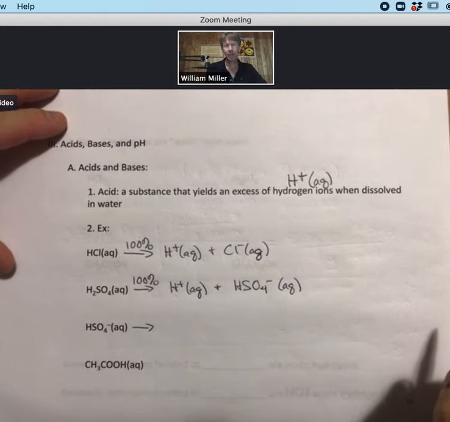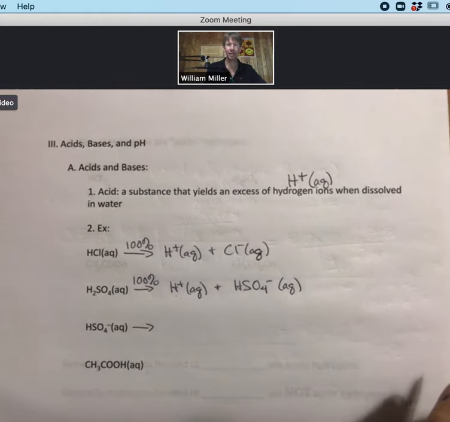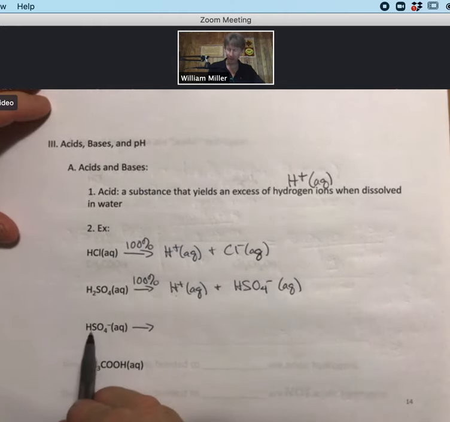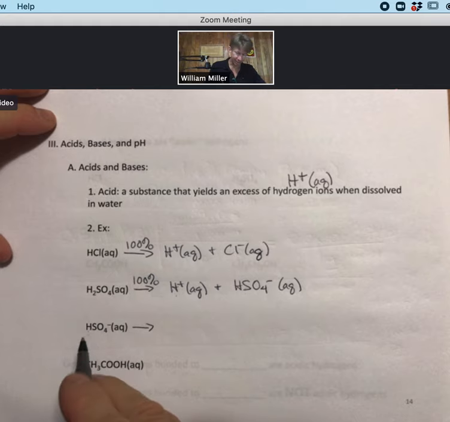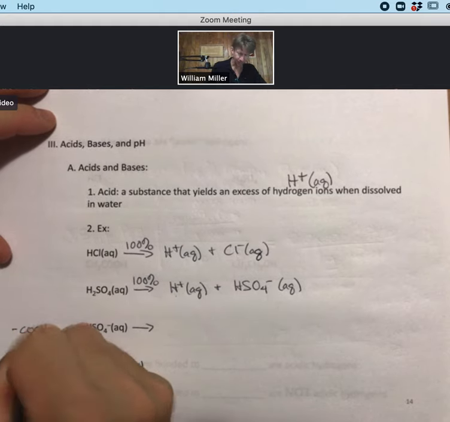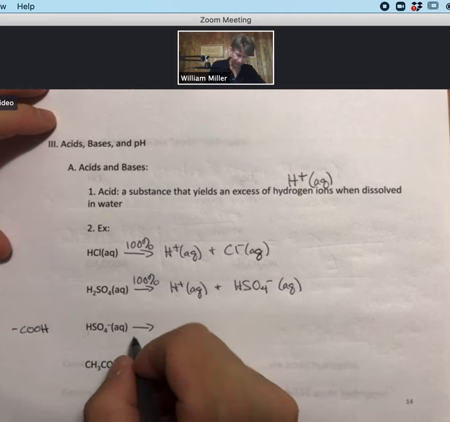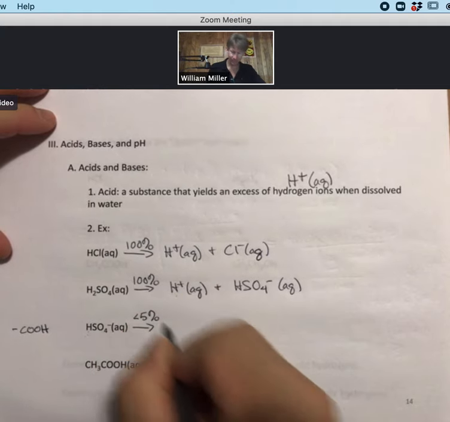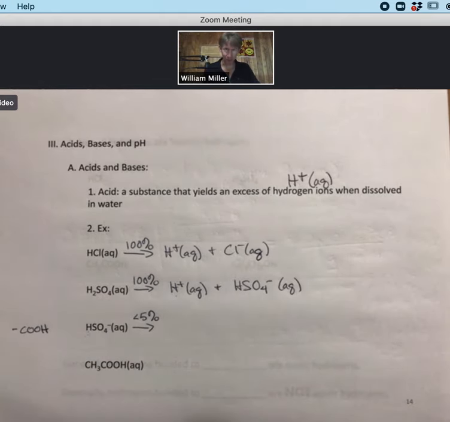Now, HSO4-, the hydrogen sulfate ion, is a weak acid. We know it's a weak acid with a couple pieces of information. One is it's not on our list of 7 strong acids, and it has an H in the front. H's in the front, or COOH's in the back, mean that it's a weak acid. And so I'm going to put less than 5% here, because all weak acids break up into ions less than 5%. And again, that's all we have to know for the weak acids.